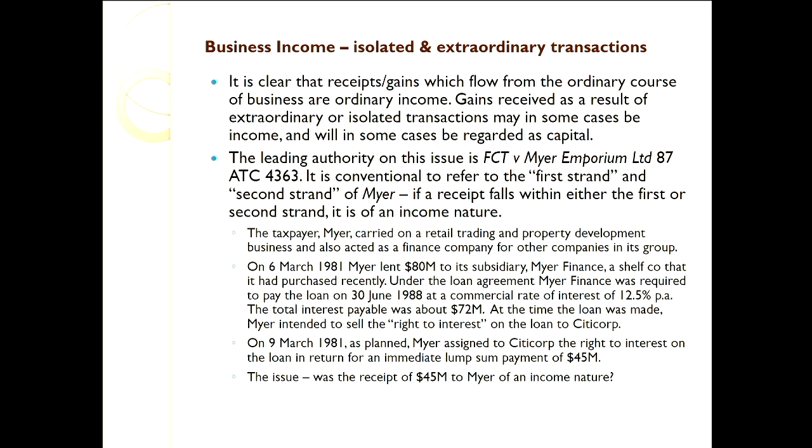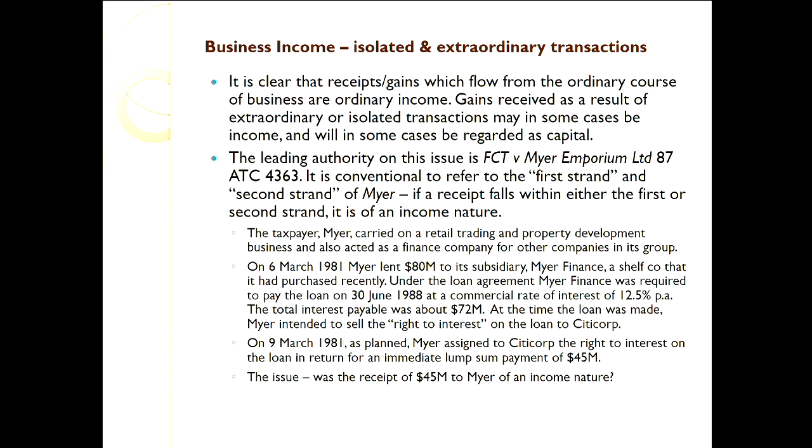Now, they are actually independent and alternative tests, right? You can capture a receipt as assessable income under either Myer Strand 1 or Myer Strand 2, right? It's not a case of satisfying both or anything like that. They're alternatives, right? And you'll see that Myer Strand 2 will really apply in a very narrow, specific scenario, so it's easy to identify.